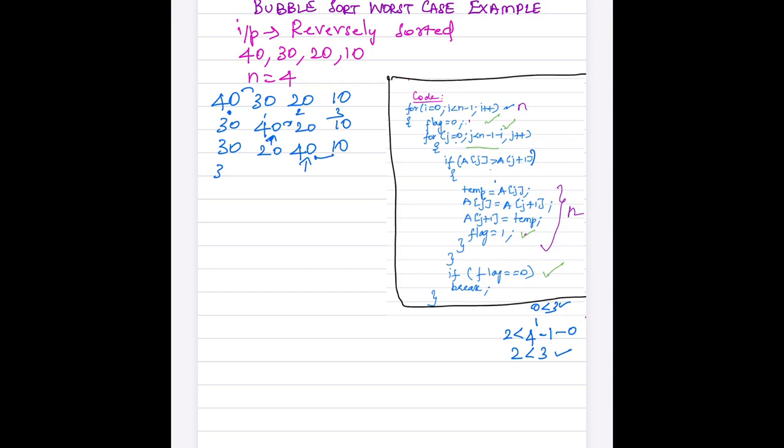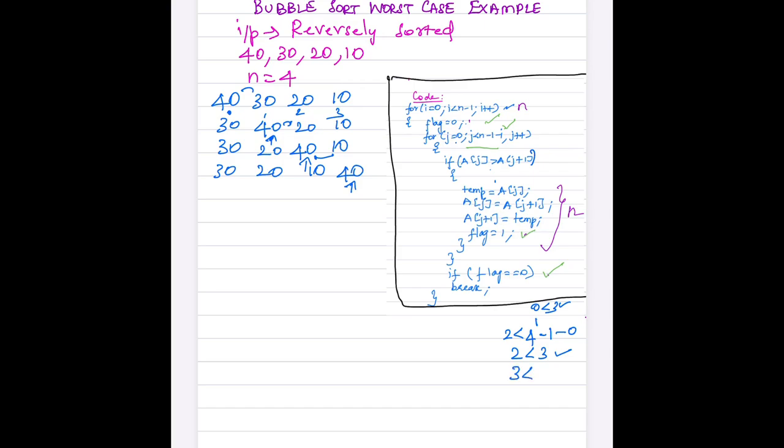Now what will happen? 30, 20, 10 and 40. Yes or no? 30, 20, 10 and 40. Okay. What happens here? Once the swapping is done, you have to make the flag variable as 1. What is the next thing? Now you have to increment the j value. What is the current value of j? It starts from 0, 1, 2, 3.